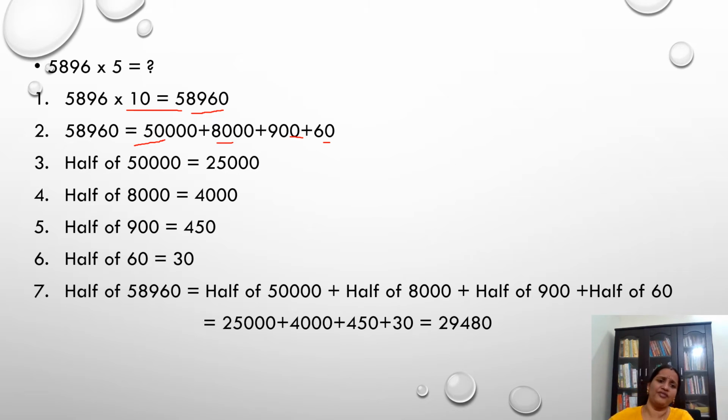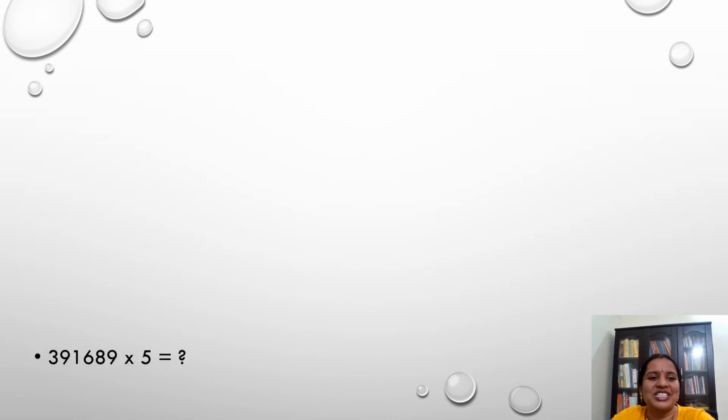Yes. So from this, what would be the answer for 5,896 into 5? 5,896 into 5 is equal to 29,480. Okay. If you practice it, you can feel it to be much simpler than multiplication by 5. It is very much simpler. Even before multiplying by 5, you'll be getting the answer within seconds if you practice the very same method. Okay, let's go for the next problem.